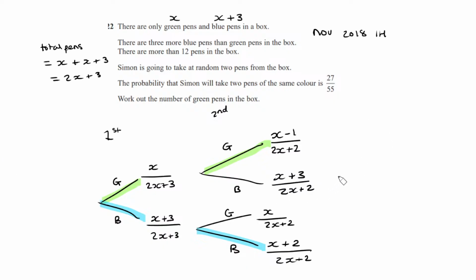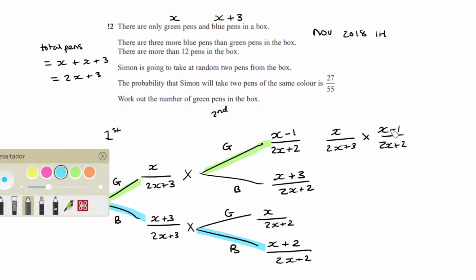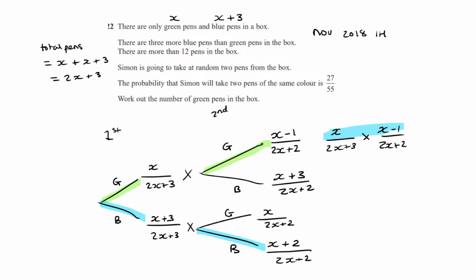So how do I normally calculate stuff from a tree? Well, between the branches you have to multiply. For example, if I wanted to work out the probability of both green, I would do x over 2x plus 3, multiplied by the other one, x minus 1 over 2x plus 2. That's the probability of getting both greens.